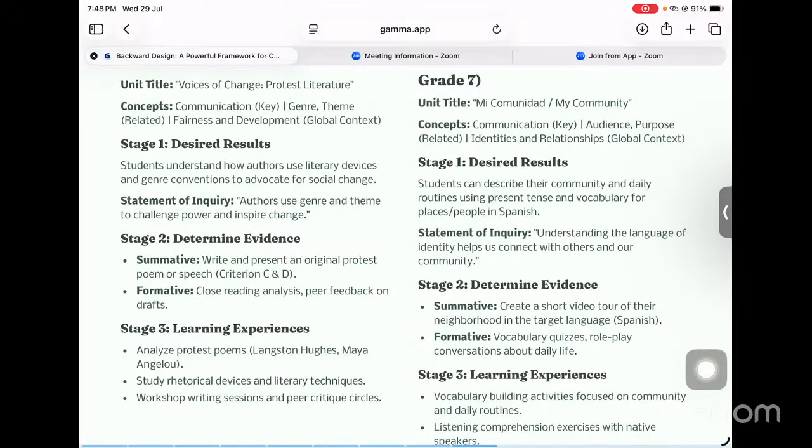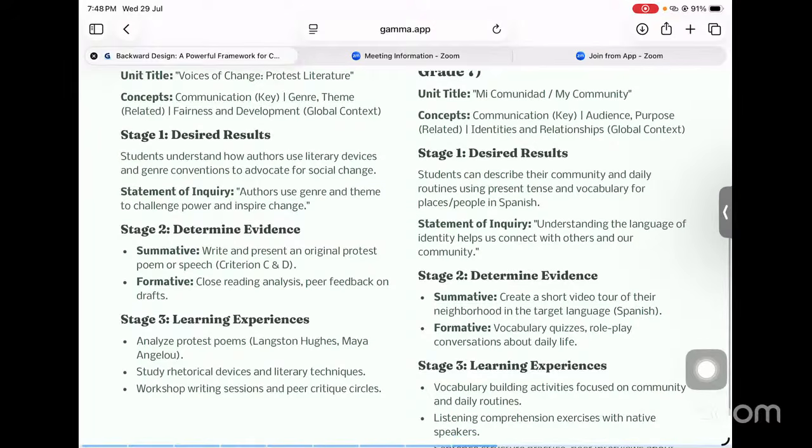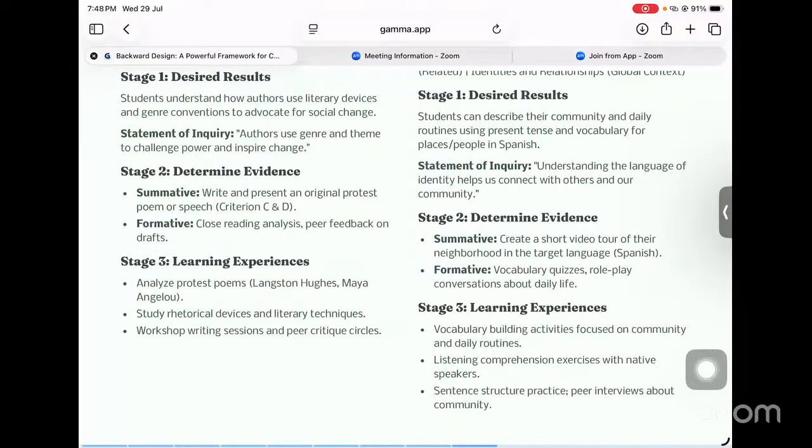Now, if this is the summative, then what will be my statement of inquiry? Understanding the language of identity helps us connect with others and our community. Right? So there is a direct relationship between the statement of inquiry and the summative assessment. Okay, and then you teach the learning experiences. If the students have to do this as a summative, create short video tour of their neighborhood in the target language in Spanish, then what all learning experiences will you have in your class?